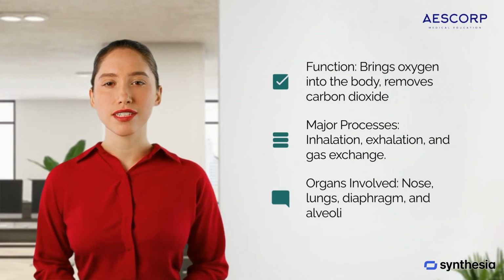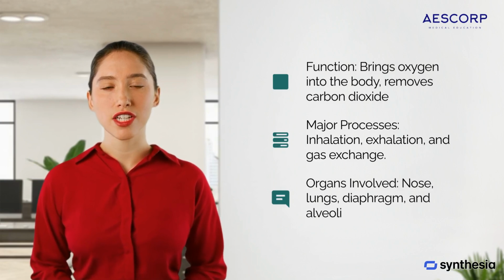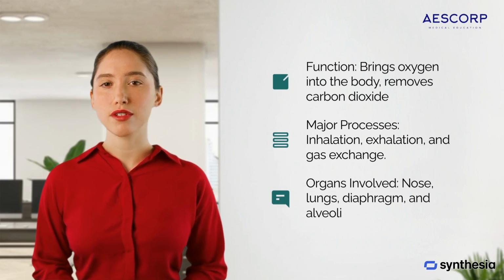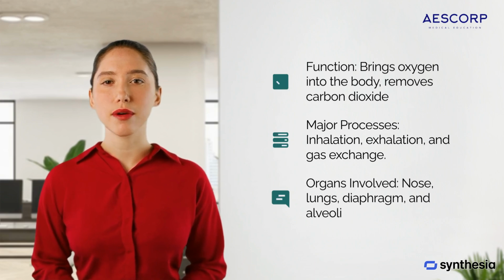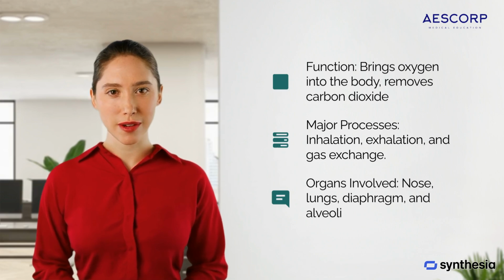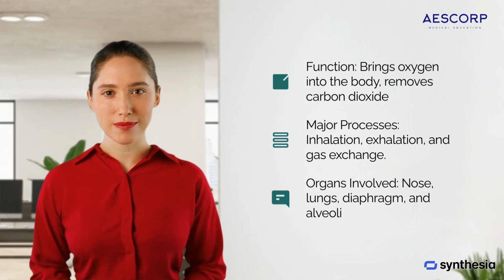The respiratory system is responsible for the exchange of gases between the body and the environment. This involves bringing in oxygen, O2, for the body's cells and removing carbon dioxide, CO2, a waste product of metabolism. It's a continuous cycle, and every part of the system plays an important role in keeping this process running smoothly.